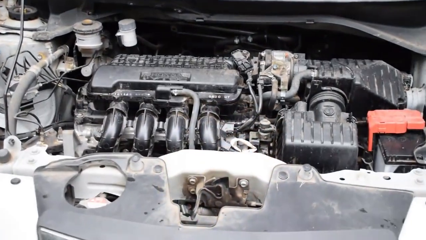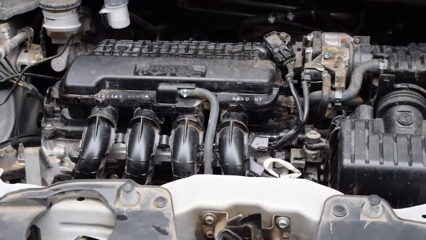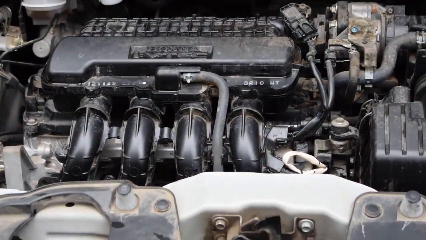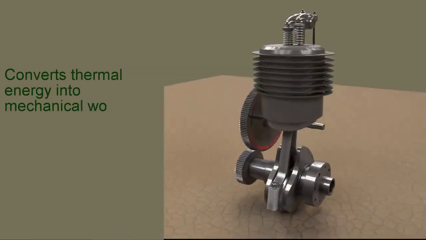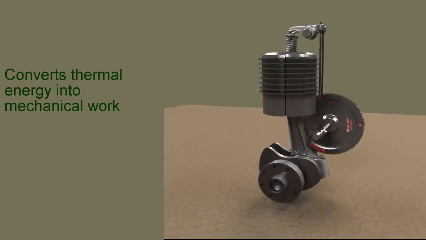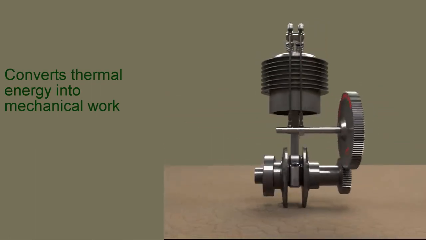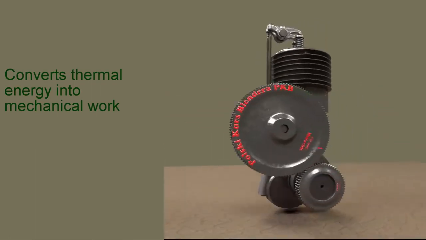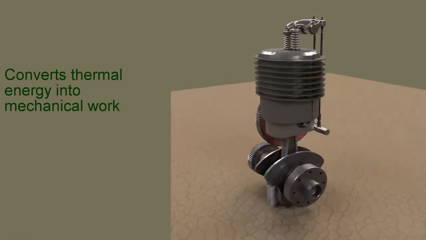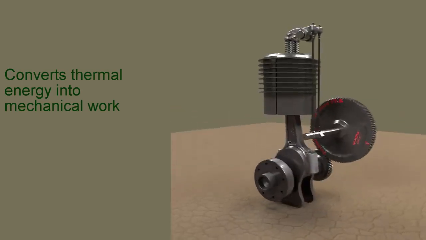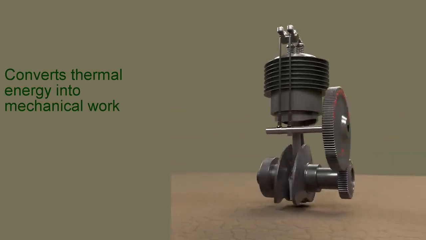work. To do that, we require a heat engine. A heat engine is a device which transforms chemical energy of fuel into thermal energy and then utilizes this thermal energy for mechanical work. Now we shall see how thermal energy of fuel is converted to mechanical work in 4-stroke petrol engines.